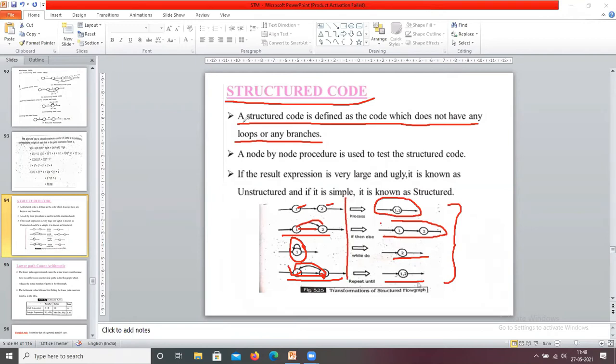A structured code is defined as the code which does not have any loops or any branches. A node by node procedure is used to test the structured code. If the result expression is very large and ugly, it is known as unstructured. And if it is simple, it is known as structured. Simply saying, a structured code is defined as the code which does not have any loops or any branches.